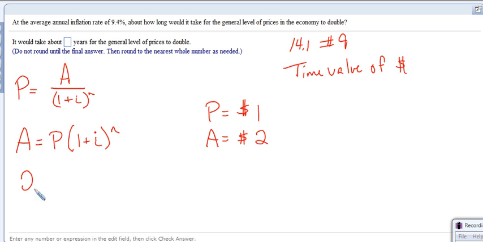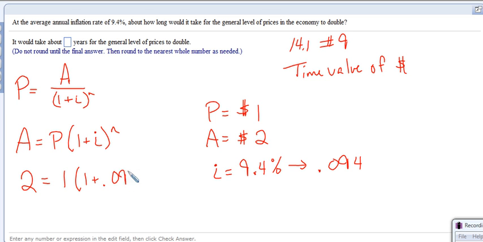So we have our A. Let's talk about i also. Our i is our percentage rate. Our percentage rate is 9.4%, which means we're going to change this to 0.094. So we plug in what we know. And n is, let's say, the number of years for this to occur.